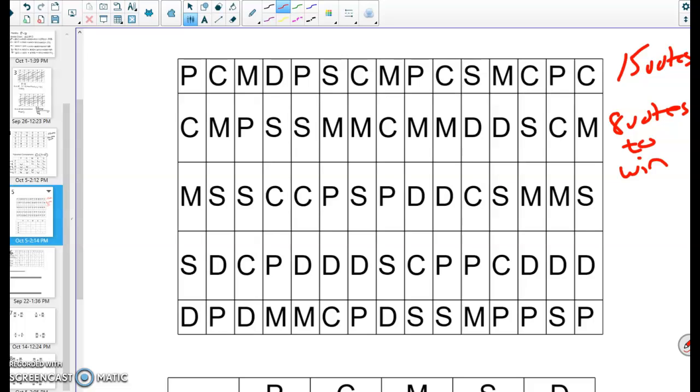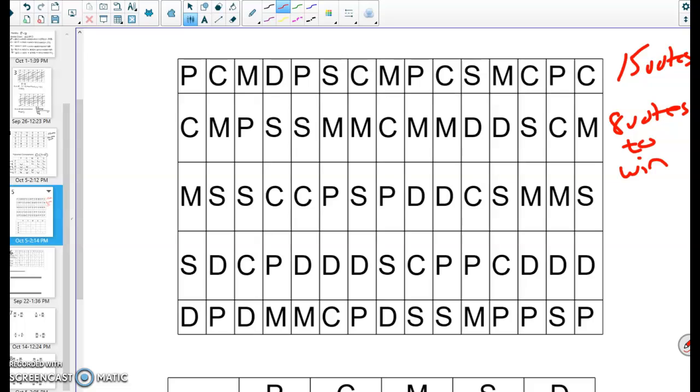All right, and now it's simply just counting. And I'm really, once again, just doing one pair at a time. P versus C, and only count one letter. If that letter gets to 8, you win. If that letter doesn't get to 8, you lose.